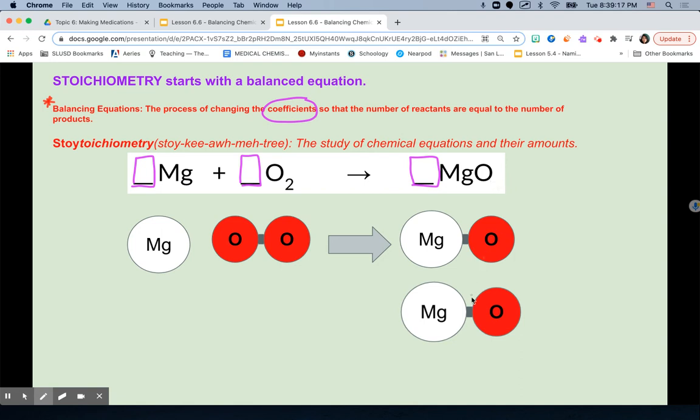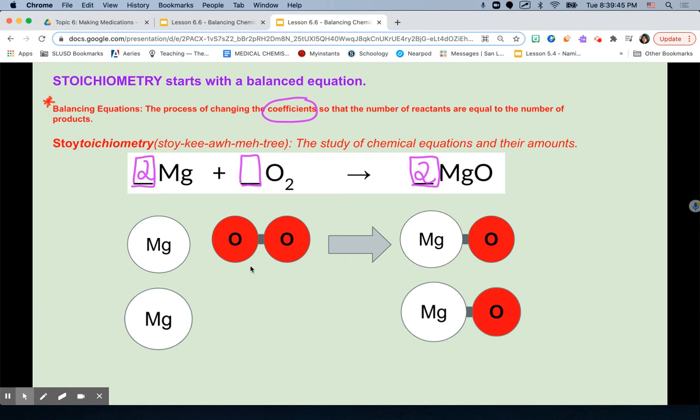But what I can do is I can add another MgO. So in this case, I have a total of not 1, but 2 MgOs, right? But that kind of throws the Mg off on the reactant side, because in the reactant side, I only have 1 Mg. But again, I can change the coefficient. I can change this to 2 Mg.